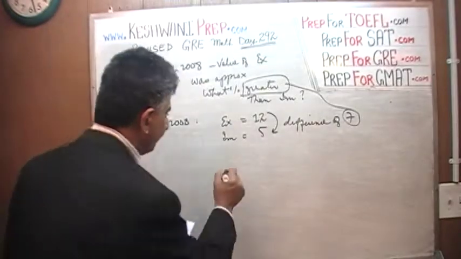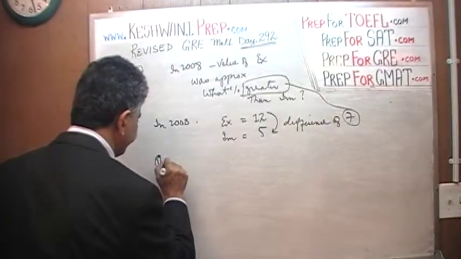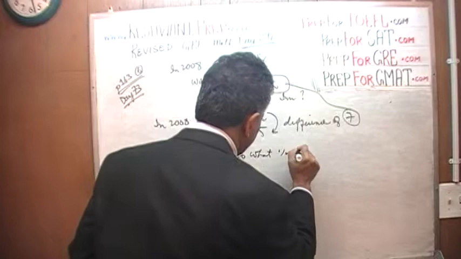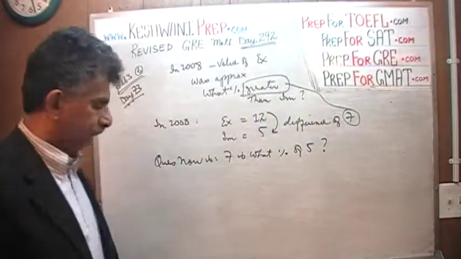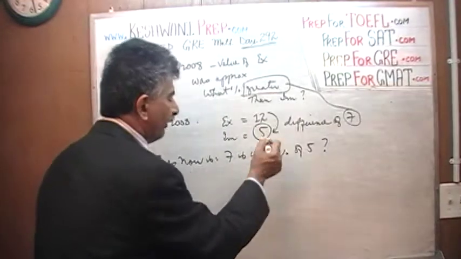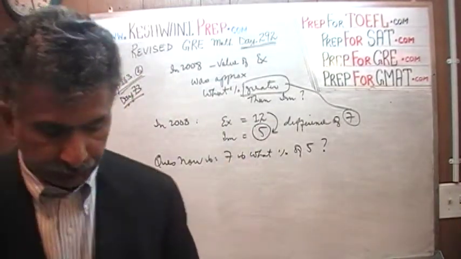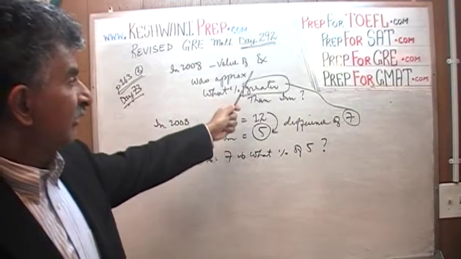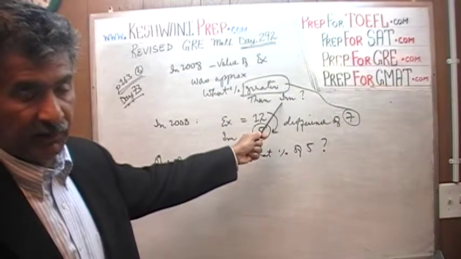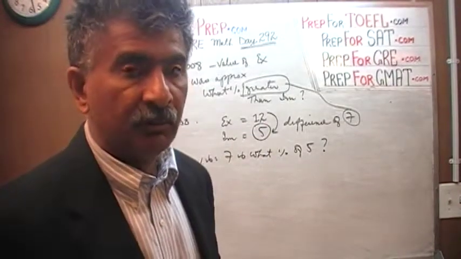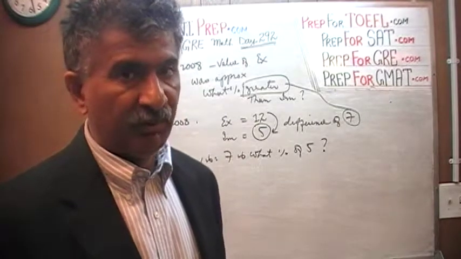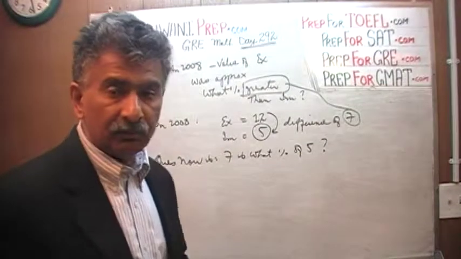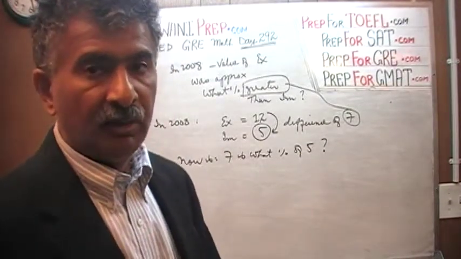So the question simply now is, 7 is what percent of 5? Because imports were 5, so 7 is what percentage of 5? The question is not the value of the export is what percentage of the value of import. In that case, the question would have been 12 is what percentage of 5. The question here is how much is it greater? It is greater by 7. So 7 is what percentage of 5?